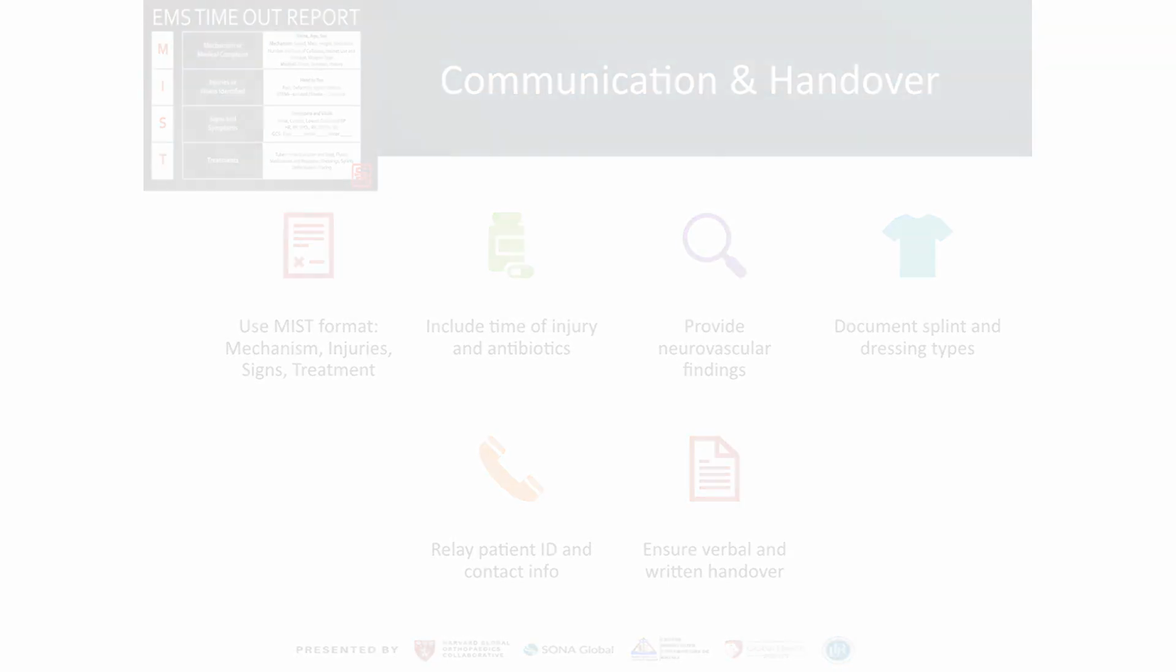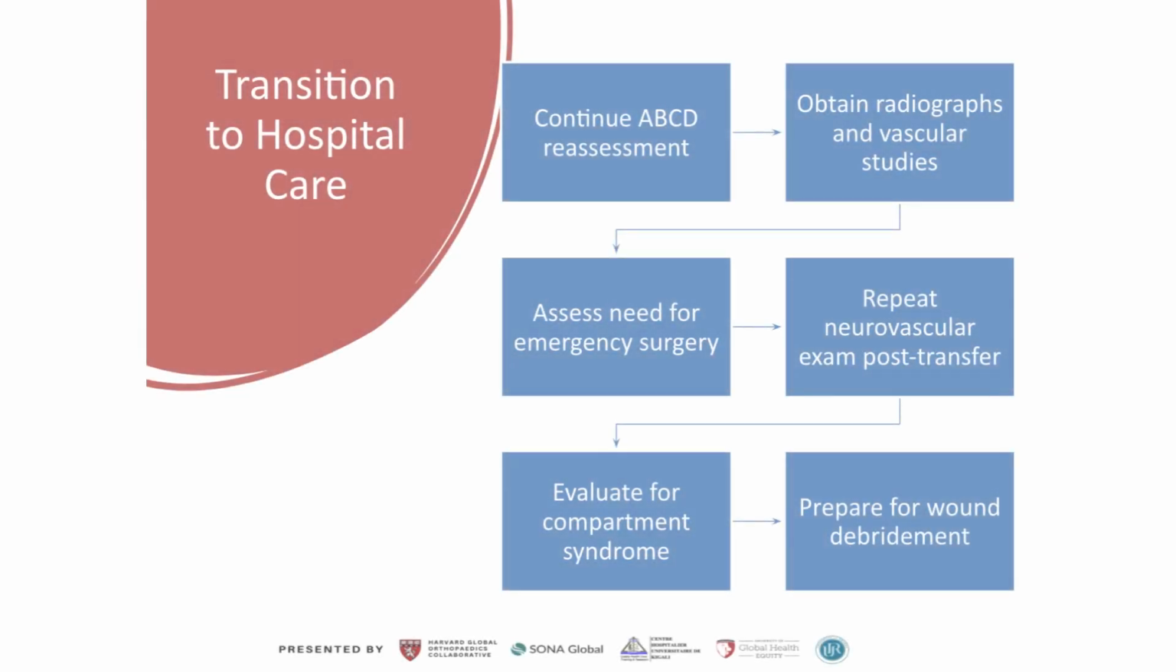So all the time you reassess the ABC during the transport. For the communication when you arrive at the hospital, you use this form of MIST: the mechanism of injury, the injury itself, the signs that the patient is having from the time that you saw the patient, but also the treatment that the patient has received. You can communicate verbally, but it's very nice also to have a report that you can hand to the medical team when you arrive.